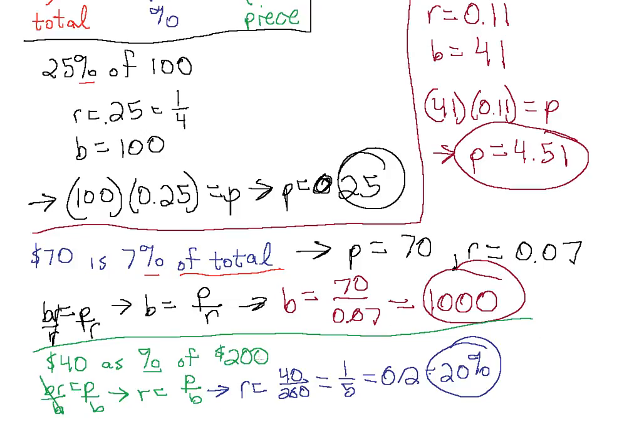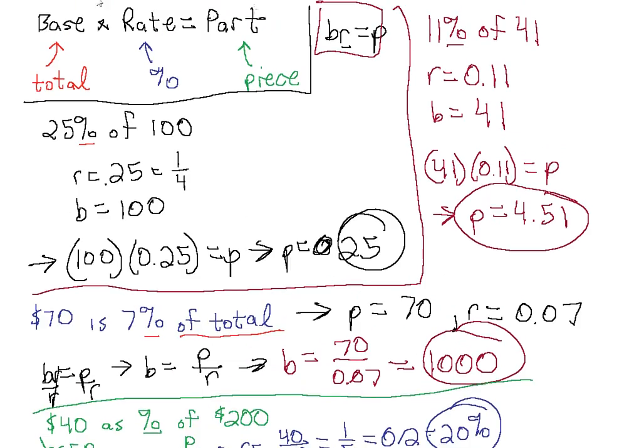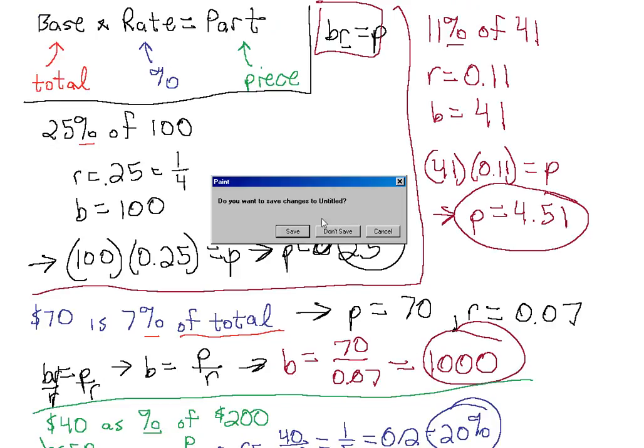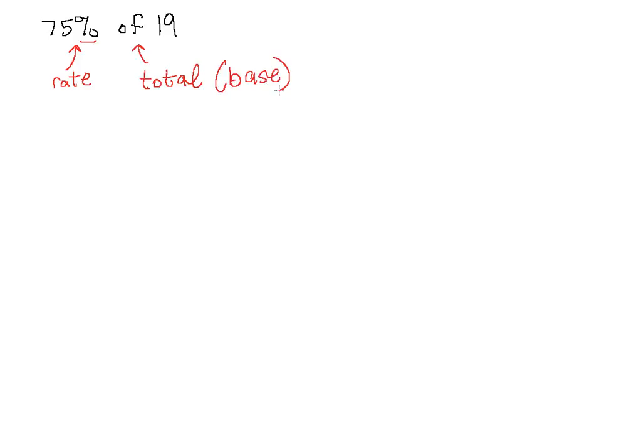Let's say we're running out of room here. Let's go ahead and erase this. And let's say we want to find 75% of 19. Okay, well, let's identify a few keywords here. Here we have percent, which screams rate. And we have of, which means 19 is going to be our total, or our base. Okay, of means base. Percentage is obviously our rate, so that means we're looking for our part.